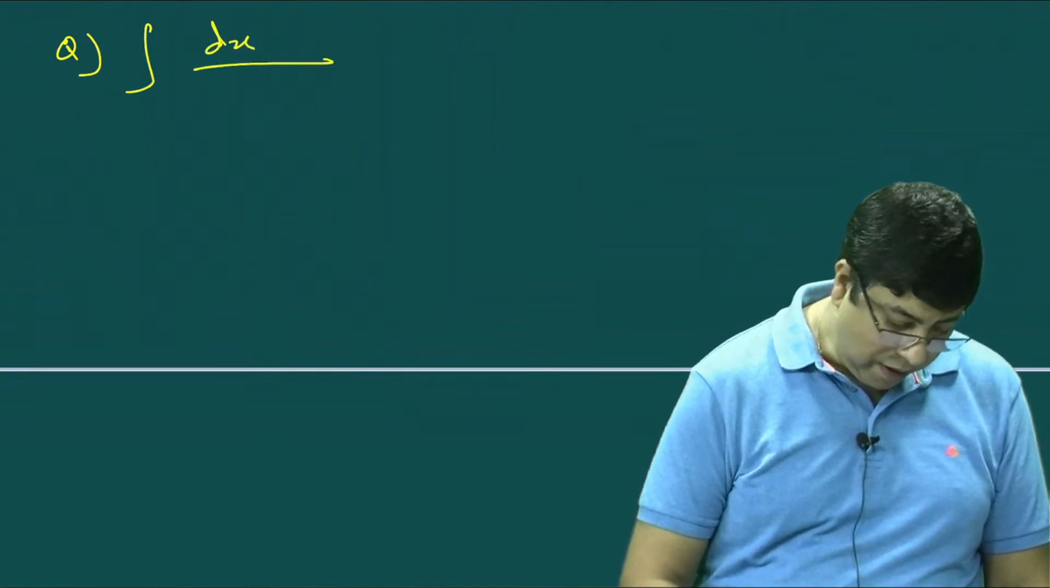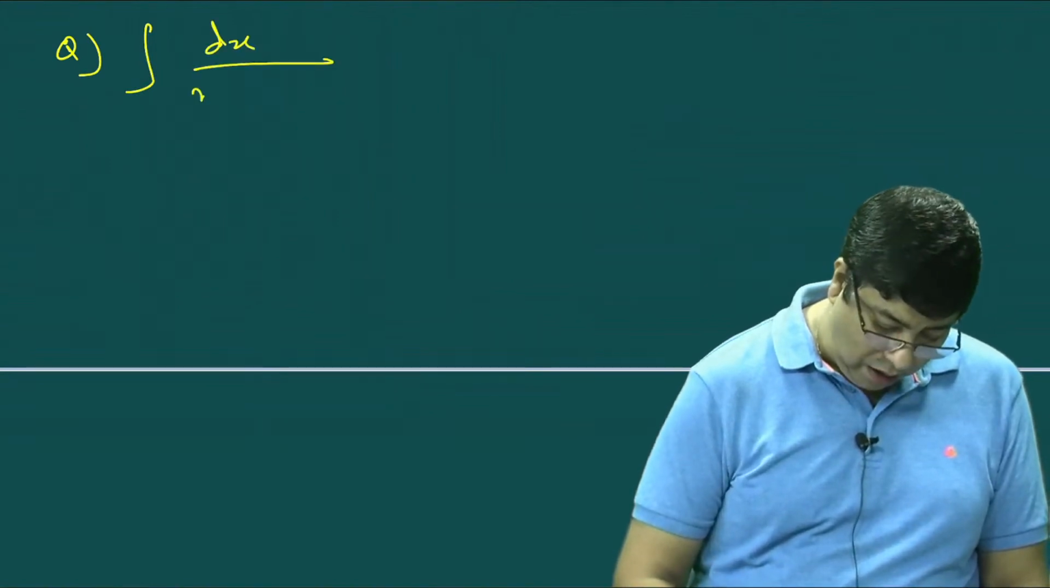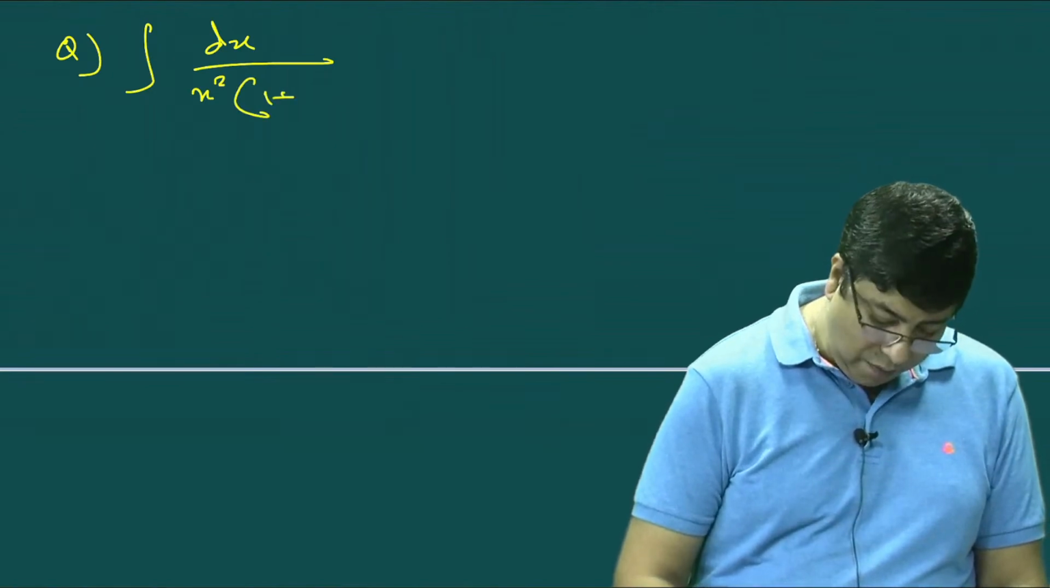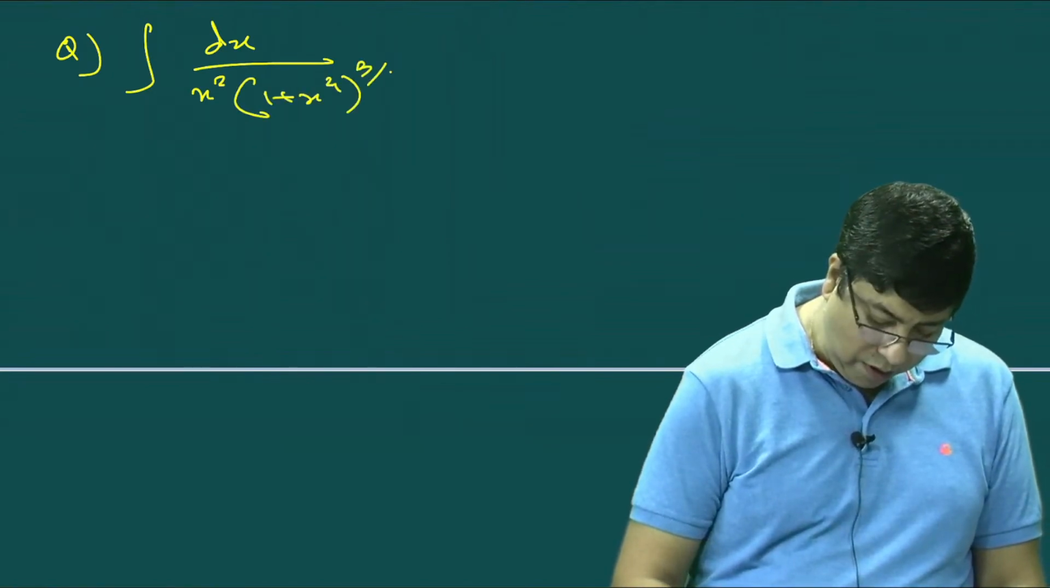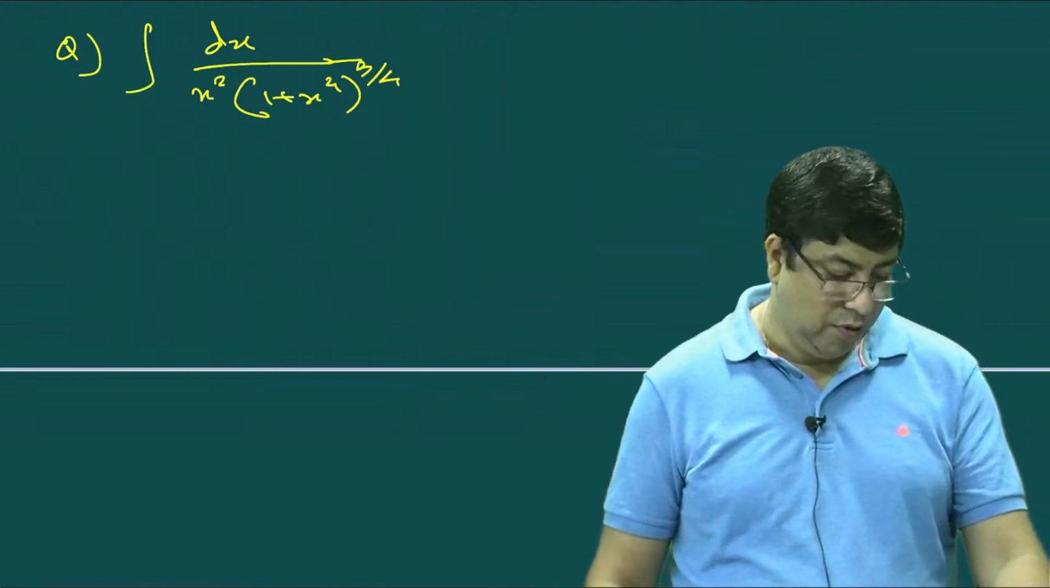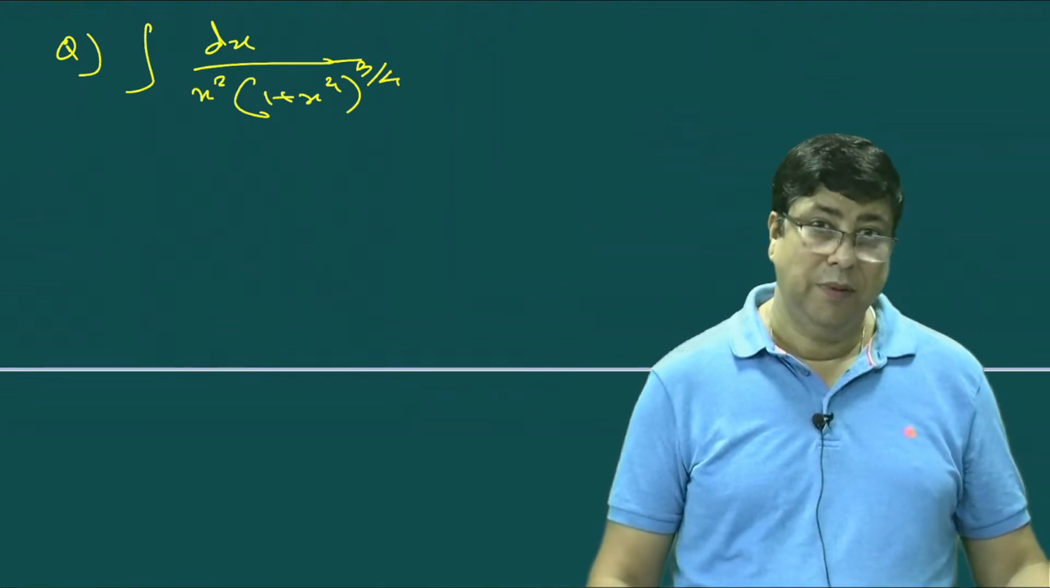Integration dx by x square into (1 plus x to the power 4) whole to the power 3 by 4. This type of sum is very important for integration. This type of sum is very important, everybody.